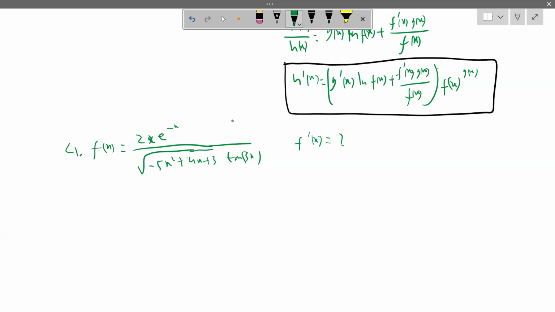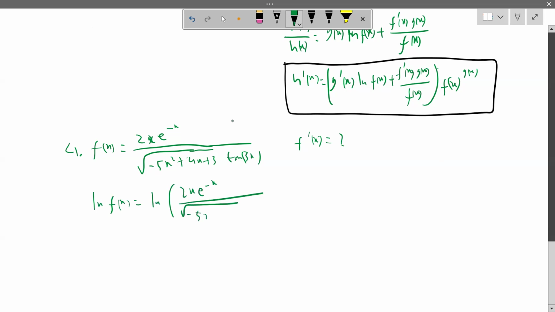Well, let's try to differentiate both sides. Let's try to first take the natural logarithm of both sides. Now, the right-hand side might not seem any easier to differentiate just yet, but we can use the properties of the natural logarithm in order to rearrange this. So I'm going to leave it to you to verify that this simplifies to the following.